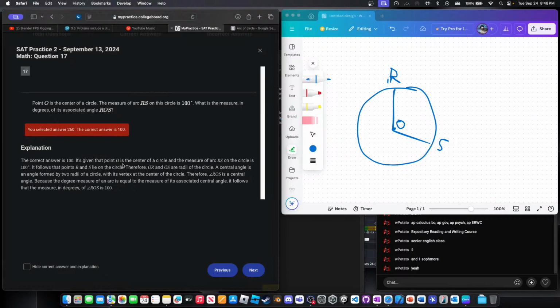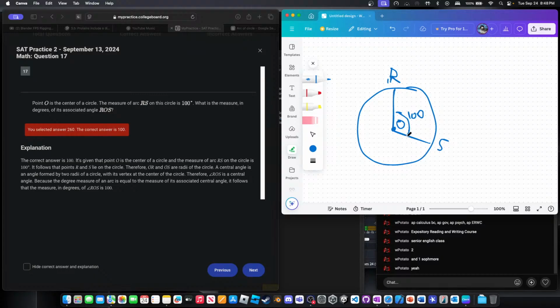It's given that point O is the center of the circle. The measure of arc RS on the circle is 100 degrees. So this is 100 degrees. Right? That's 100 degrees. Point O, center of the circle.